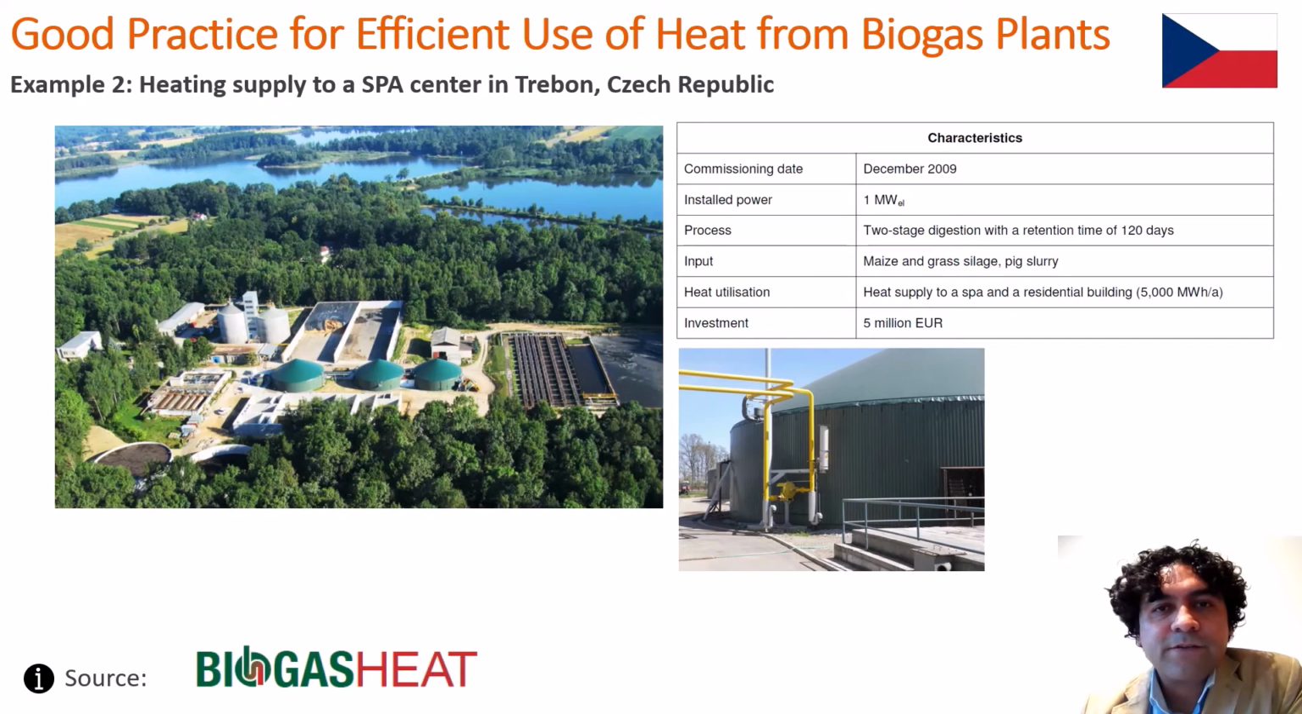This is the first biogas plant with a significant heat supply in the Czech Republic. The input substrates are pig slurry and energy crops. The special design feature of the plant is a small cogeneration unit to cover the electricity and heat for self-consumption. The majority of produced biogas is transported by a long biogas pipeline to the nearby town, where a new biogas cogeneration heat and power plant supplies heat to a spa center and to a residential building.